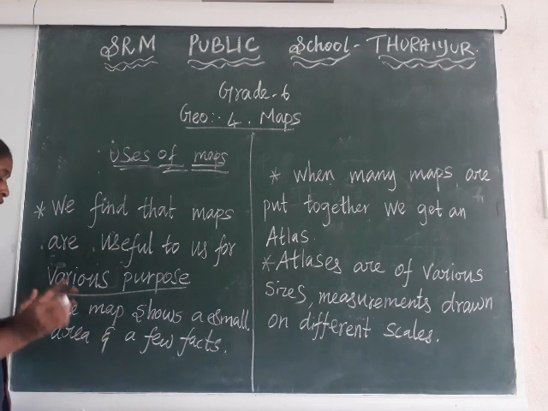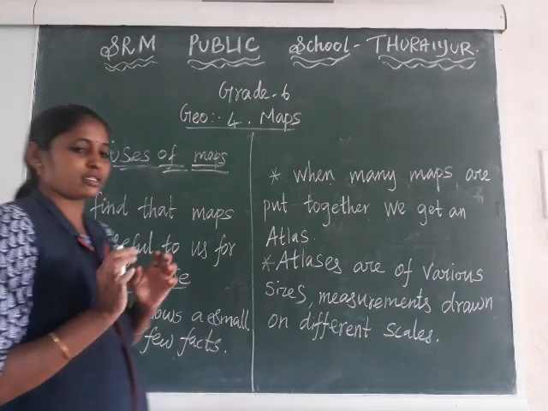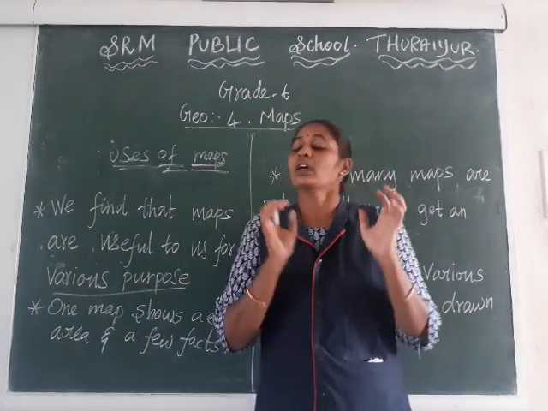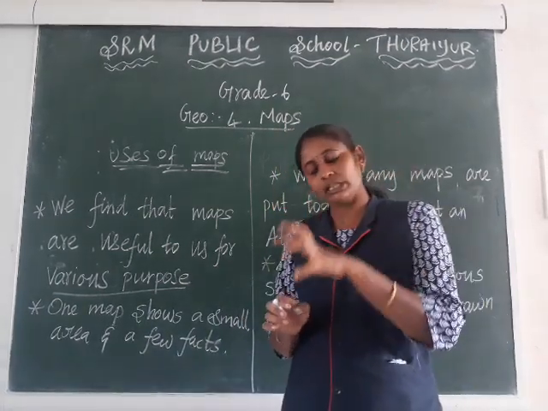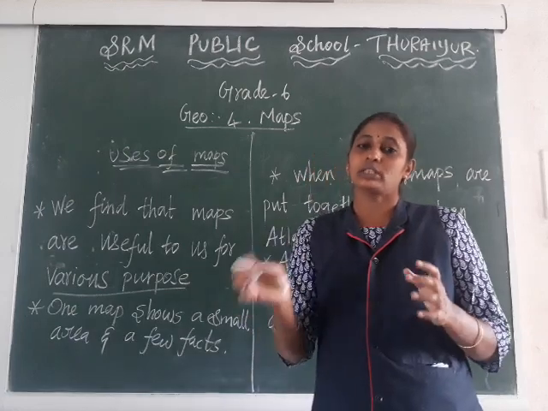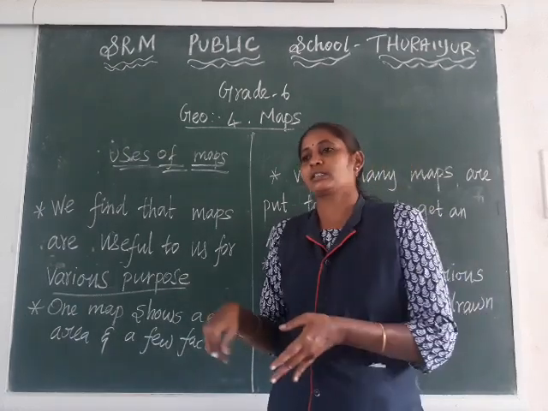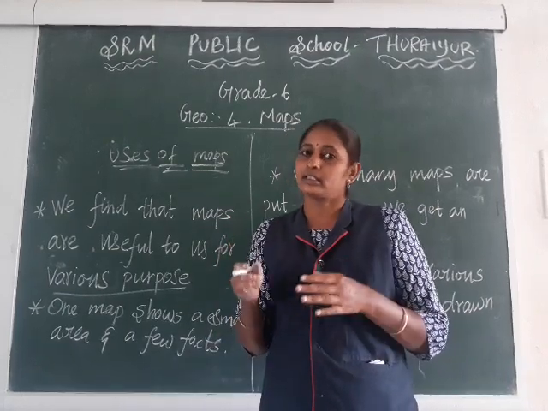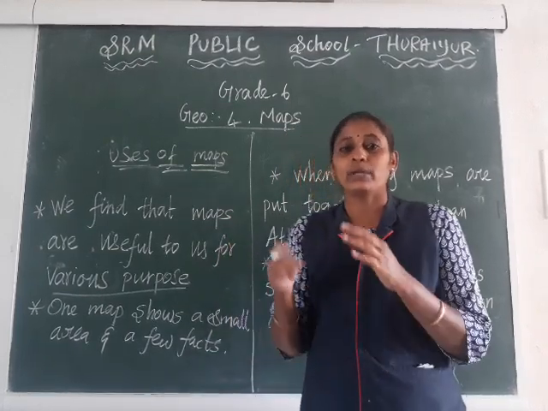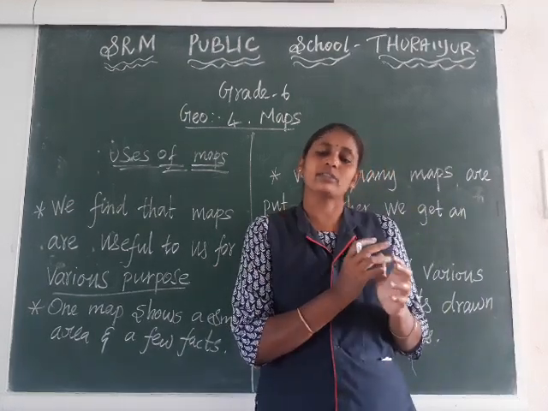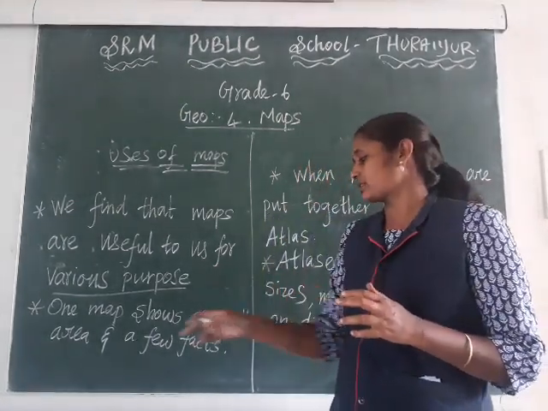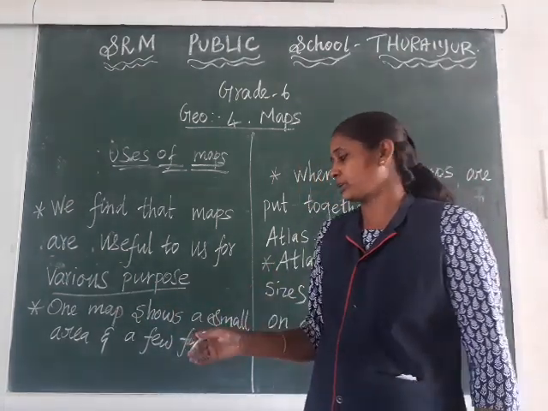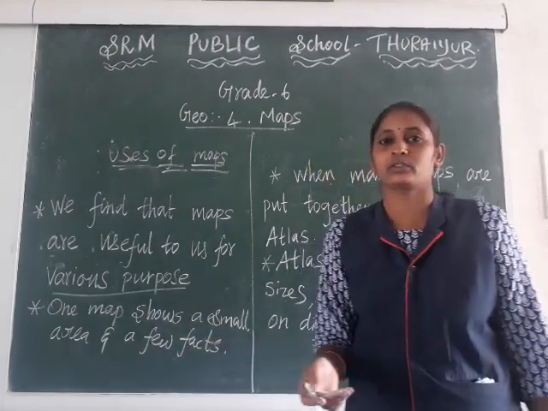One map shows a small area and few facts. Suppose you live in a village, we can create a map even for that village. With the help of the map we can understand the size of the village and the structure of the village, how many streets are there, how many buildings are there, like that we can understand a lot of things. That's why I said a map provides information about a small area and few facts.